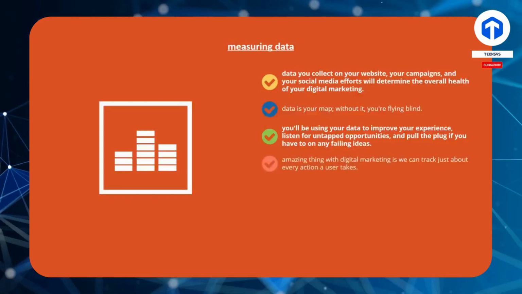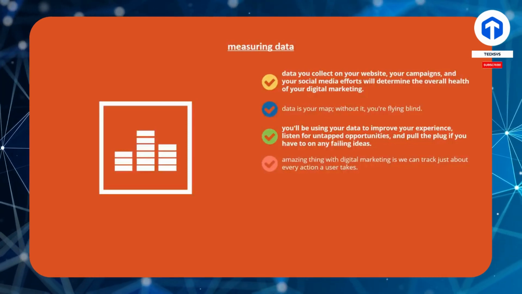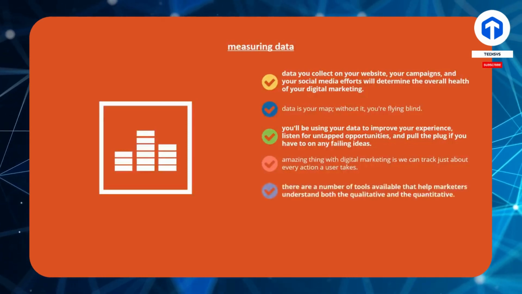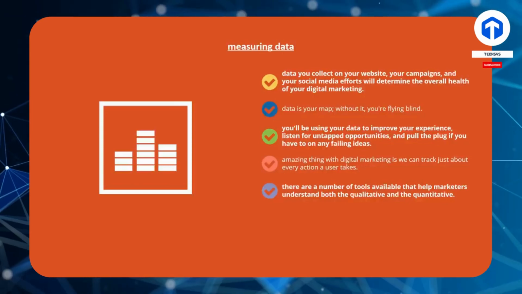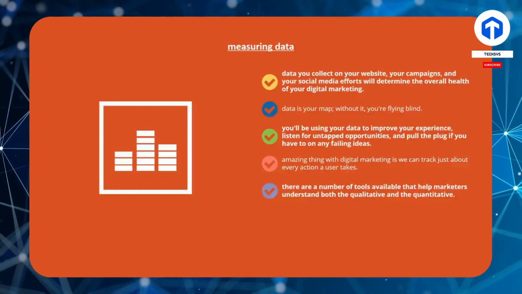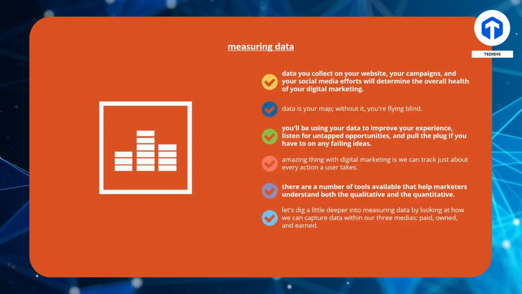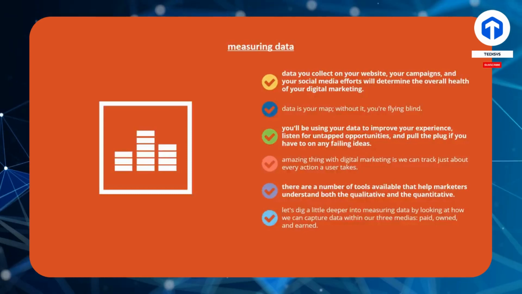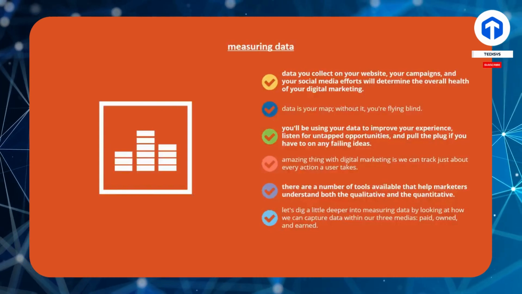The amazing thing with digital marketing is we can track just about every action a user takes. There are a number of tools available that help marketers understand both the qualitative and the quantitative. We can track what's happening now and even model what is likely to happen in the future. Let's dig a little deeper into measuring data by looking at how we can capture data within our three medias: paid, owned, and earned. So the easiest place to start is with your own website.